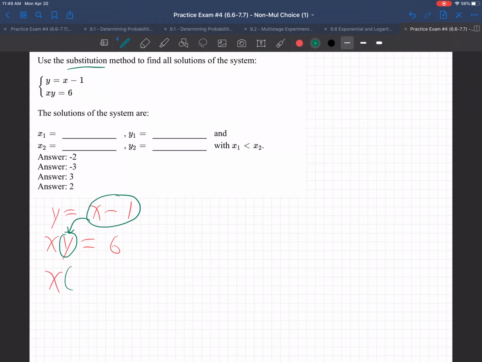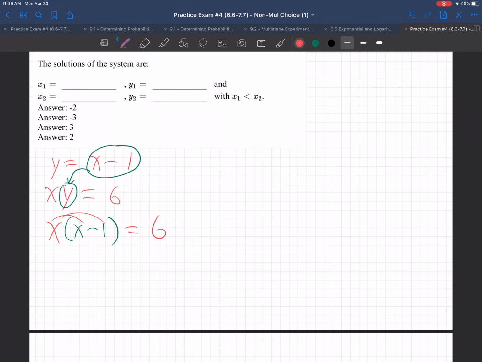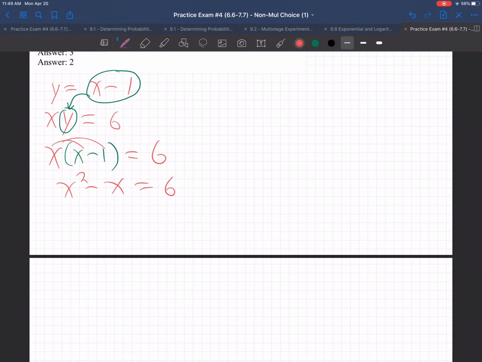And so that becomes x times x minus 1 equals 6. And so now I distribute, and I get x squared minus x equals 6. So now the question becomes, how do we solve an x squared equation, x squared with an equal sign? Well, step one, whenever you see x squared show up with an equal sign, you need to know what to do. It's going to happen a lot.